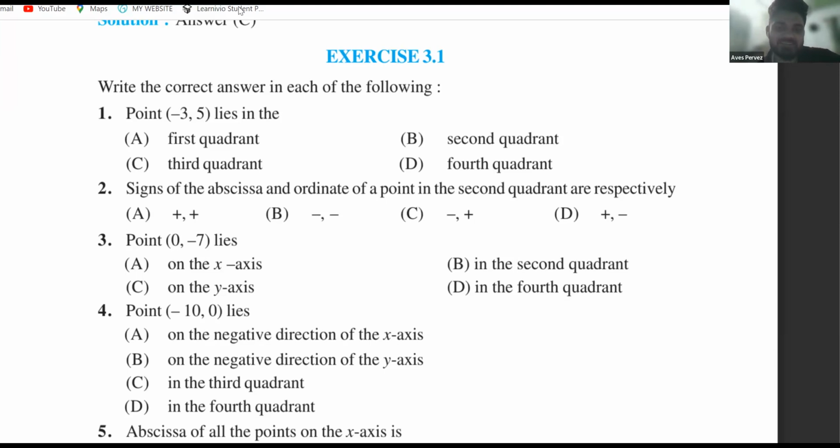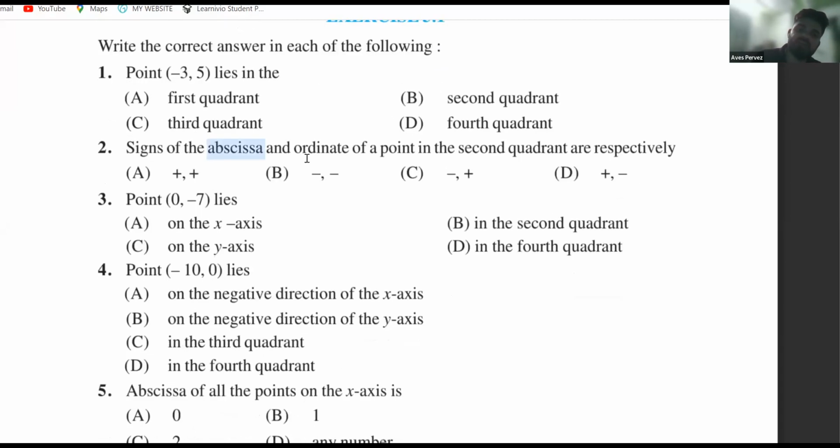It will lie on the y-axis. Why? Both the coordinates are given to you. So in which quadrant? First, second, third, fourth. We have done this type of question. You have to answer this question. Check in your copy. Take the help of your copy. It will lie on the second quadrant. Yes, it will lie on the second quadrant. Very good.